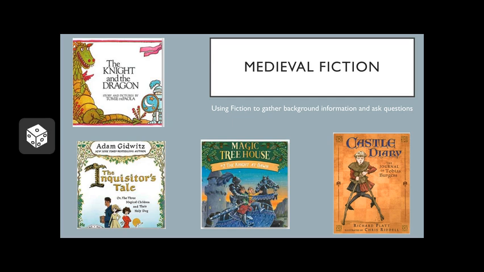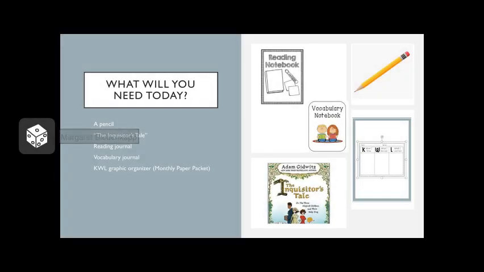But before we start, we first want to go over what we're going to need today. So I would like you to grab a pencil, grab your copy of The Inquisitor's Tale. Please take out your reading journal, your vocabulary journal, and please check inside your monthly paper packet to find your KWL graphic organizer. You can pause the video until you've got all of that ready to go, and then we can join back in.